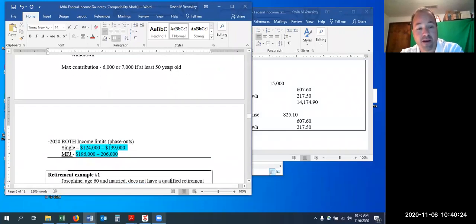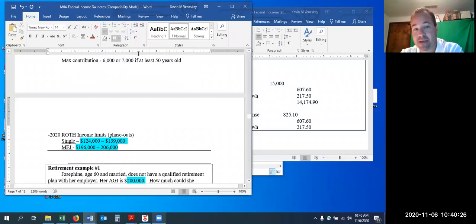The limits for the Roth IRA, so even if you can't participate in the regular IRA, you still may qualify for the Roth. This Roth limit is for everybody, regardless if you have an employer plan or not.